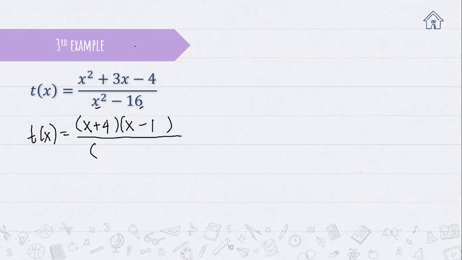O, ayan na. Ngayon, yung denominator natin is difference of two squares. So, ano yung factor niya? X plus 4 times x minus 4. Okay, x plus 4 and x minus 4.